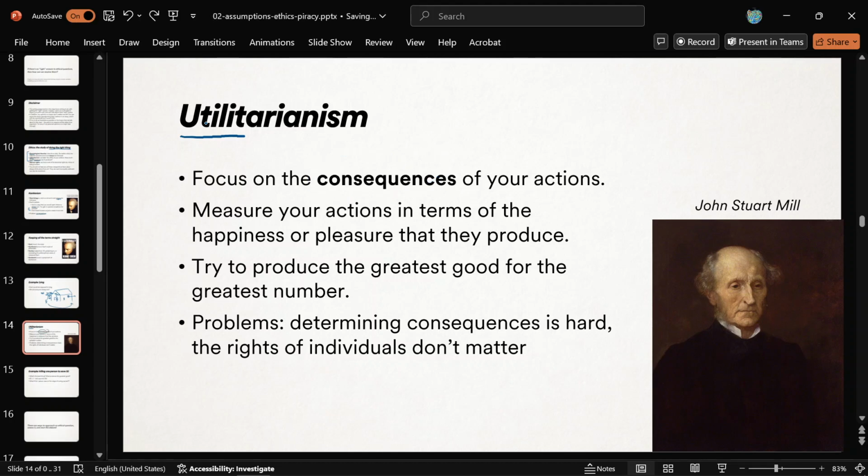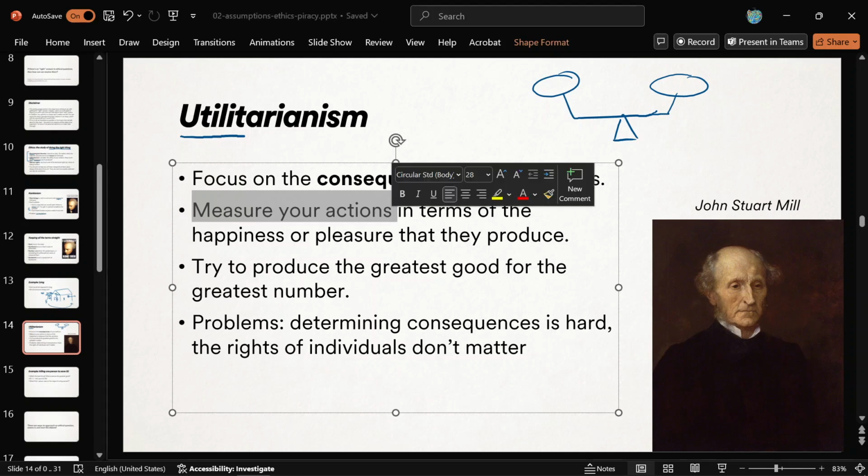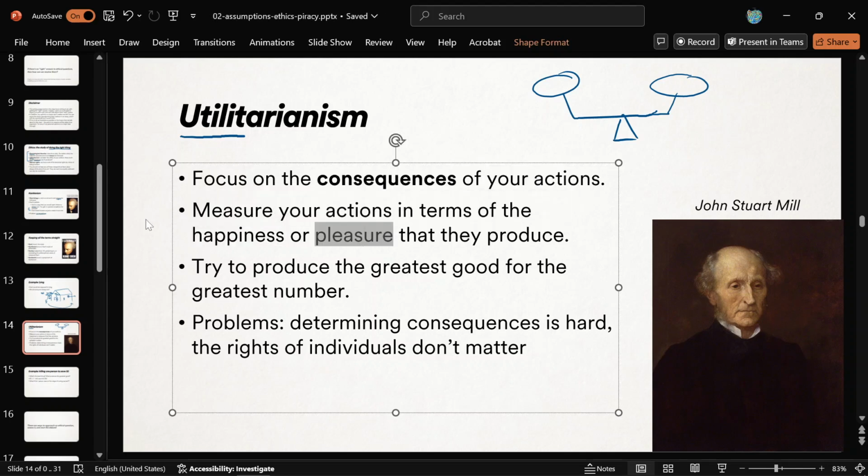What happens if I do the thing? What happens if I don't do the thing? So there's a scale, there's a balance involved. Do I do the thing? Do I not do the thing? And you figure out which side is heavier, essentially. So you measure what you're about to do in terms of utility, in terms of happiness, pleasure, goodness that those actions would create. That is also interesting. You also get no exceptions for utilitarianism because you're trying to weigh the world.